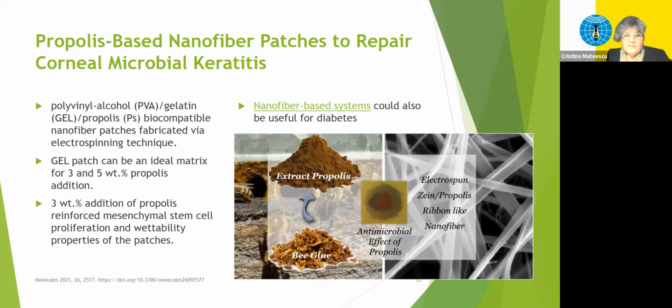The propolis was mixed with gelatin and polyvinyl alcohol to produce biocompatible nanofiber patches fabricated via the electrospinning technique. As you can see here, there are several fibers. The gel patch can be an ideal matrix for 3 and up to 5% propolis addition. The studies have shown that a 3% concentration of propolis reinforces mesenchymal stem cell proliferation and the humidity and wettability properties of the patches, so they still should be wet.